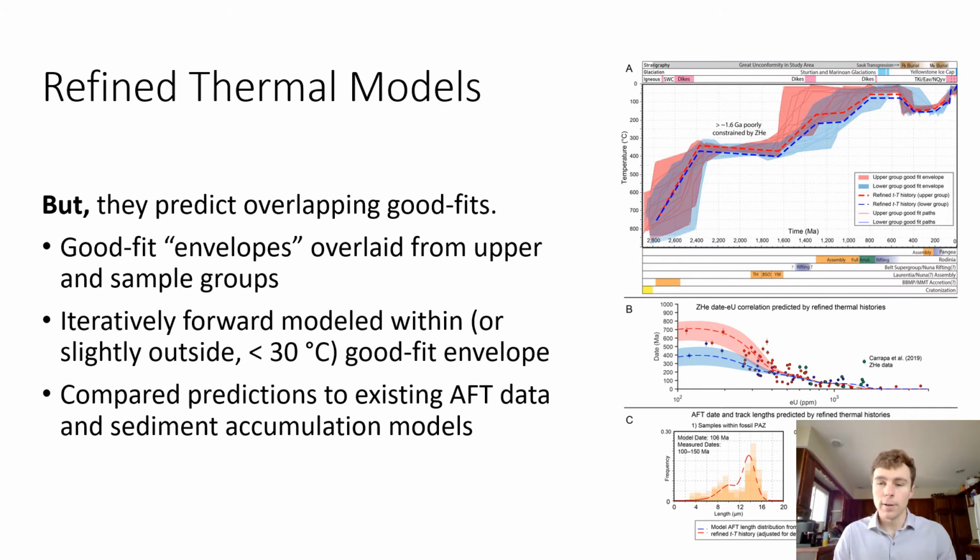In order to explore if they predict possible shared thermal histories, we overlay the envelopes of good fits here. These good fit envelopes do indeed overlap. We then iteratively forward modeled within or slightly outside this good fit envelope and compared the predicted date-eU correlation of these forward models to our data set, as well as existing low temperature thermochronology data such as apatite fission track.